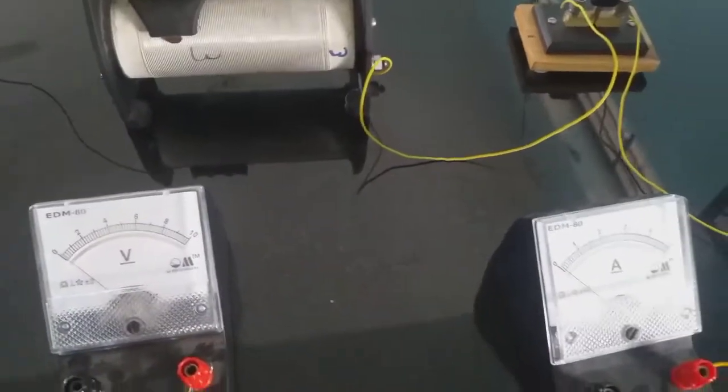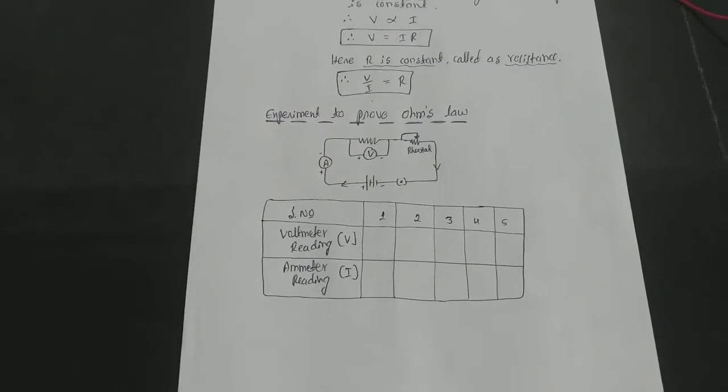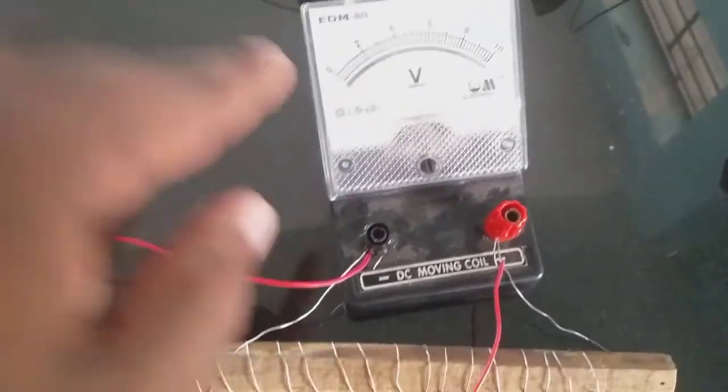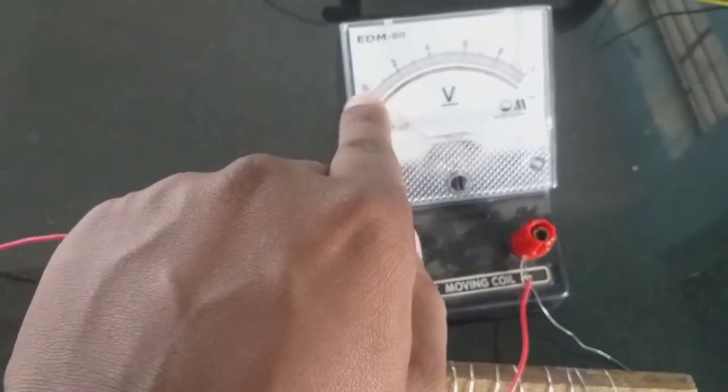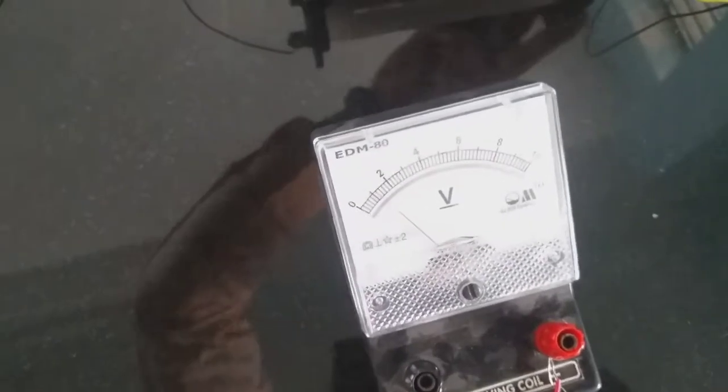So we have to write it down in the table. Here is the table. We will note down the voltmeter reading and ammeter reading. So the voltmeter reading is 0 and the ammeter reading is 0. Next we will set it to 1 volt. Between 0 and 2 there are 10 lines, which means from 0 to 5 it is 1 volt. So I will set this to 1 volt.